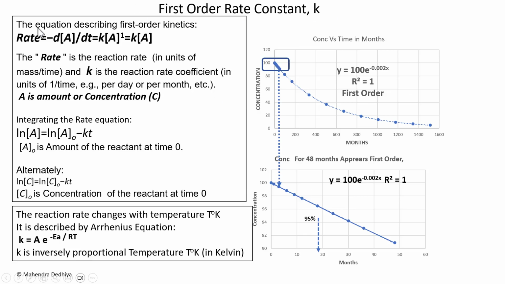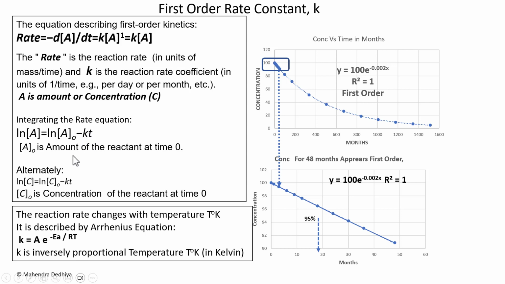First order reaction rate is given by rate proportional to the concentration A, where rate is in terms of mass per time and K is the reaction rate coefficient. Its units are per time. And this K is calculated to establish shelf life. A is an amount or could be concentration. If we integrate this equation, the natural log of concentration at any given time is equal to the natural log at time 0 minus K times T. The minus sign indicates degradation.